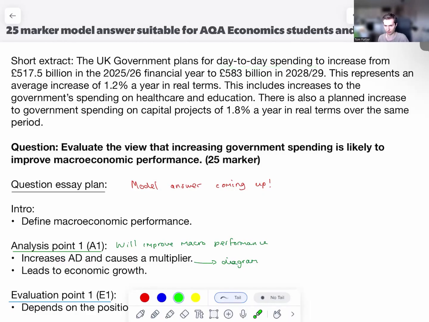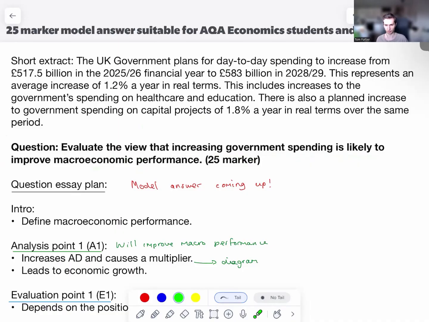It also mentions plans for increases to spending on capital projects. So day-to-day spending might mean things like wages for civil servants working in the public sector, and capital projects could include things like building new infrastructure. And the question is here. Evaluate the view that increasing government spending is likely to improve macroeconomic performance.